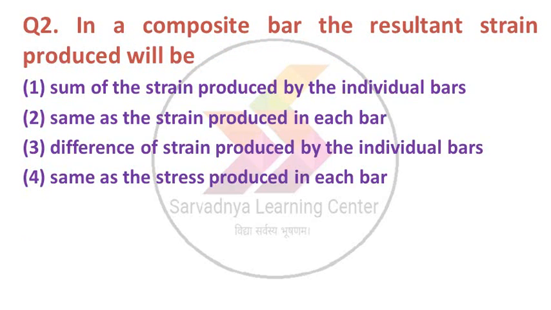Next question. In a composite bar, the resultant strain produced will be: option 1, sum of the strain produced by the individual bars; second, same as that of the strain produced in each bar; third, difference of the strain produced by the individual bars; fourth, same as the stress produced in each bar. The correct answer is option number 1, sum of the strain produced by the individual bars.